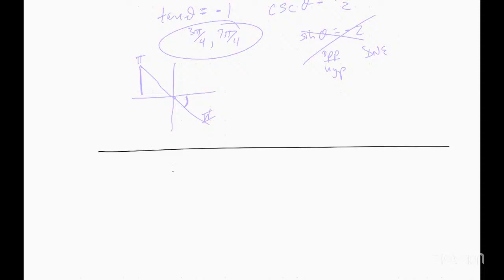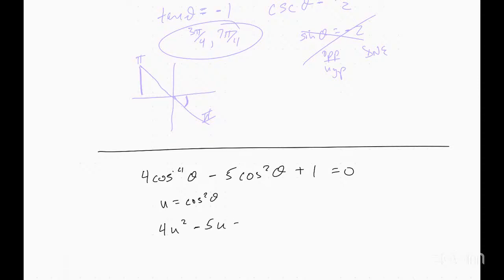4 cosine to the 4th of theta minus 5 cosine squared theta plus 1 equals 0. So this is a classic one where you're going to say let u equal the cosine of theta squared, and then rewrite this in terms of u. So it's 4u squared minus 5u plus 1 equals 0. Get how I did that?